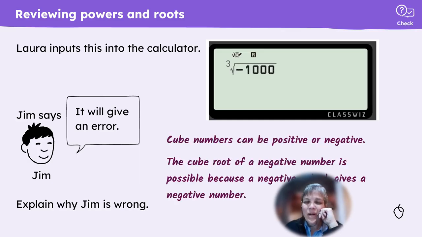Okay, well, hopefully you know that cube numbers can be either positive or negative, because the cube root of a negative number is possible. If you multiply a negative three times, that gives a negative number. Like minus 2 times minus 2 times minus 2 is actually going to end up being minus 8. So you can get a negative number with a cube, negative or positive.